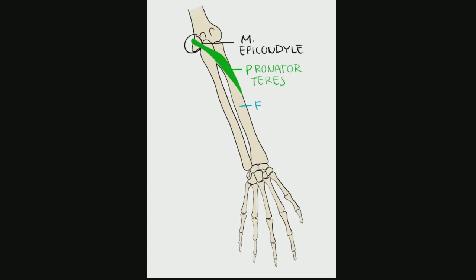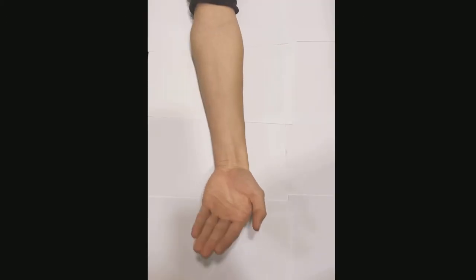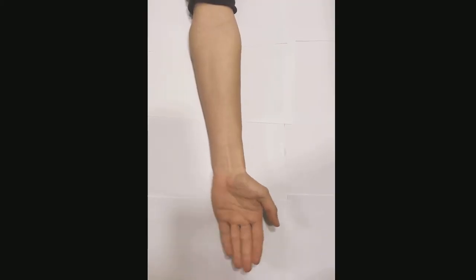The next muscle down is flexor carpi radialis, shown in light blue. This muscle originates from the medial epicondyle and attaches to the base of metacarpals 2 and 3. It is innervated by the median nerve and acts to flex and abduct the wrist.